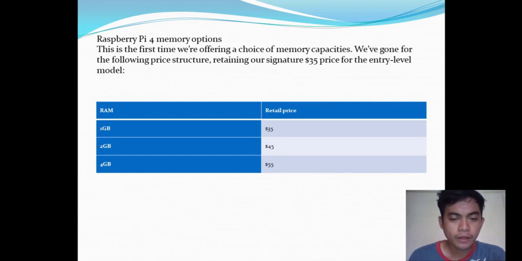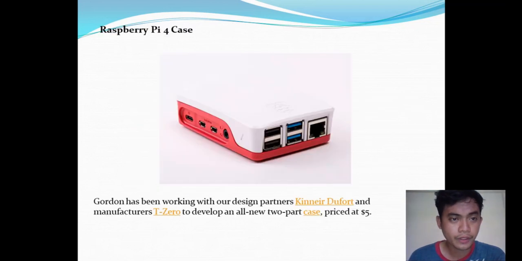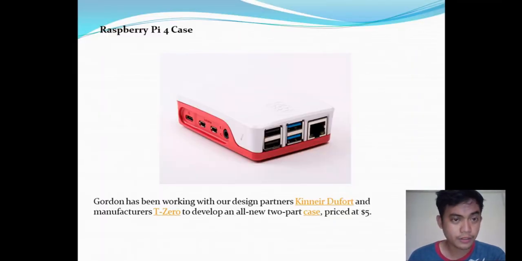In the options of the RAM of Raspberry Pi, the 1 gig RAM is $35, 2 gig is $45, 4 gig is $55. So the new Raspberry Pi Raspbian software in Raspberry Pi 4 case. For the Raspberry Pi 4 case, Gordon has been working with the design partners Kinneir Dufort and manufacturers T0 to develop an all new two-part case priced at par.